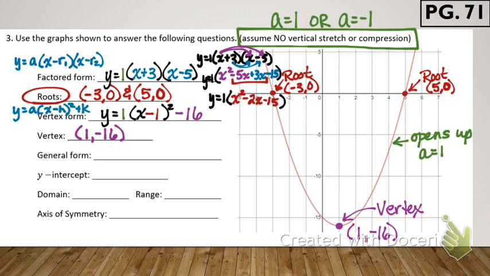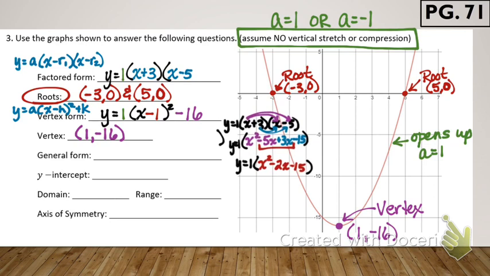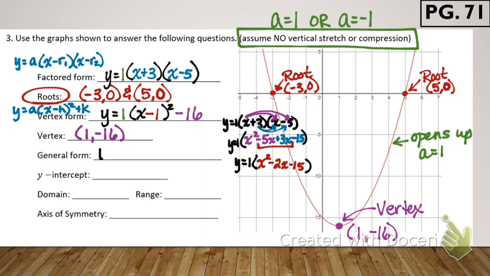I feel like I need to move this down because it's kind of hard to see. Will anything change when I distribute the 1? No. Nope. So I have my general form now. Y equals x squared minus 2x minus 15.